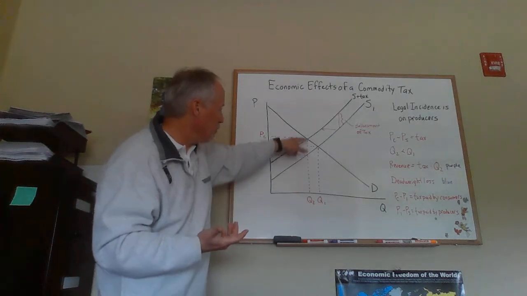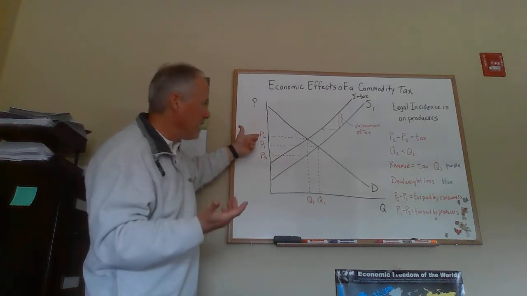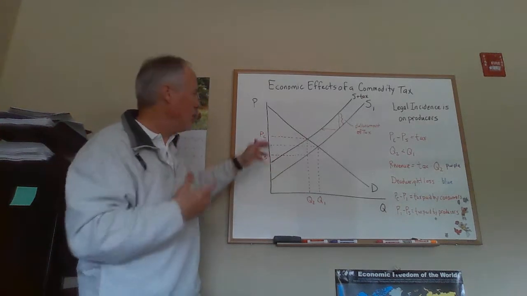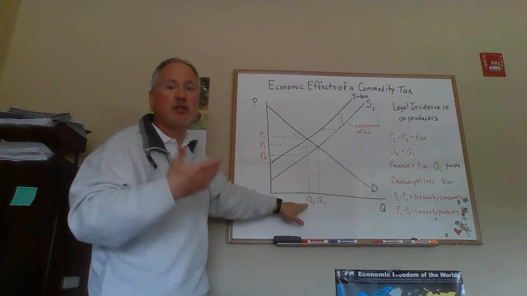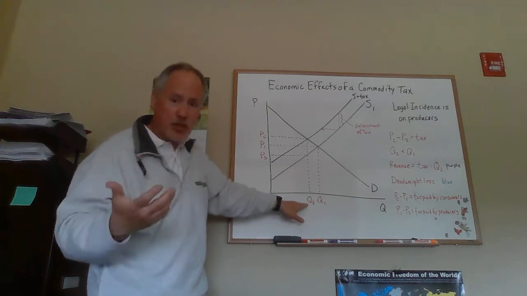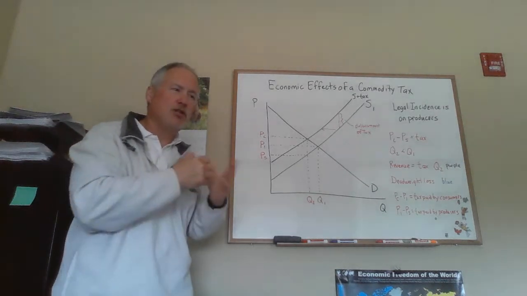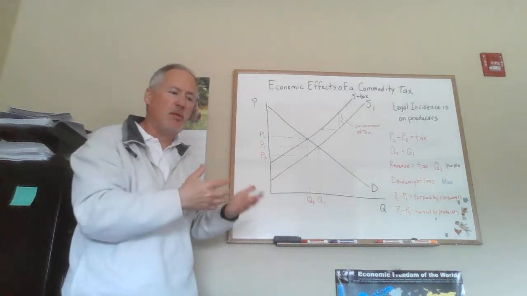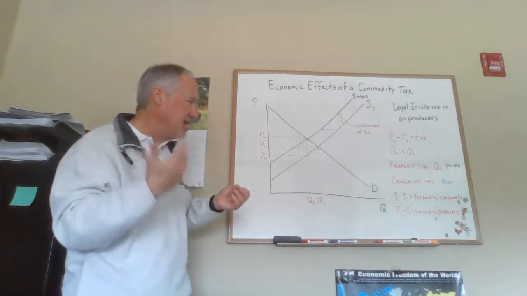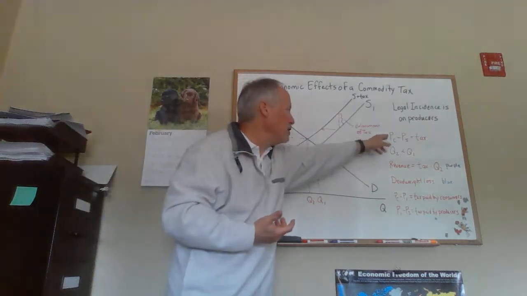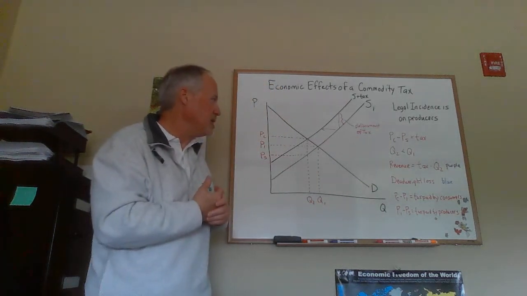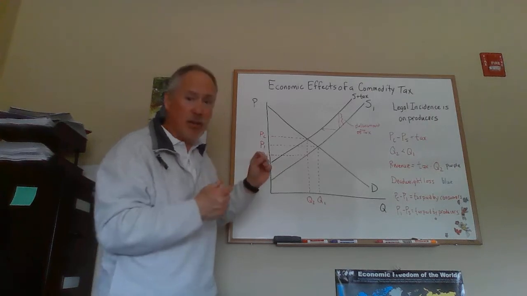And at Q2, off of the demand curve, at a price of PC, that's the price at which consumers would want to purchase Q2 units. So PC and PS are the price that consumers are going to pay and the price that suppliers get to keep. And again, that vertical distance between them is the tax. That's the amount of the tax per unit.